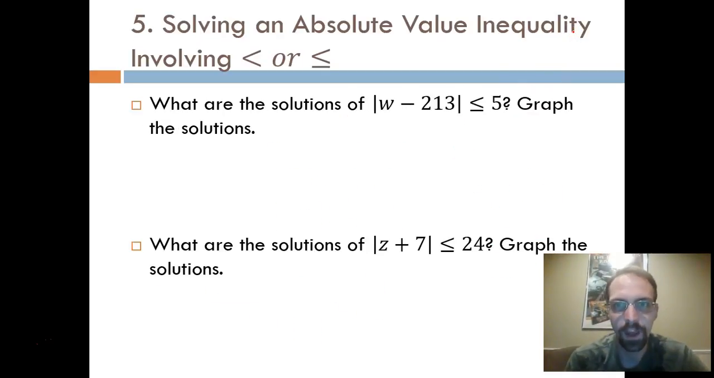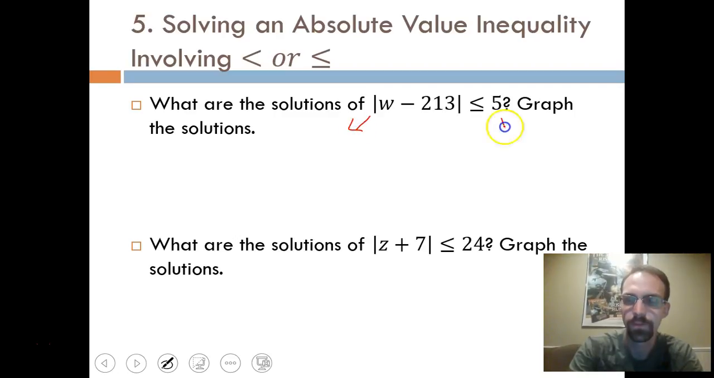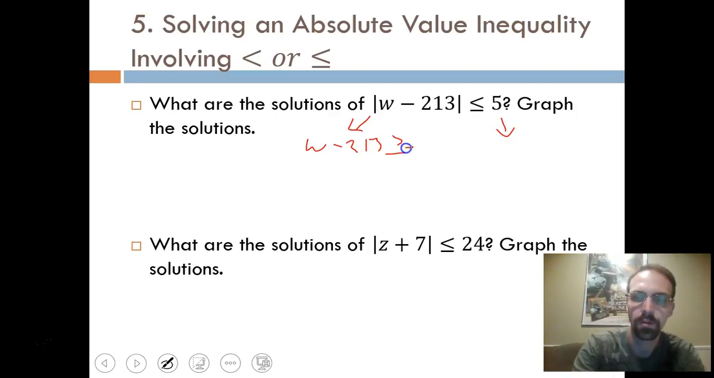Next we have solving absolute value inequalities with less than or less than or equal to. So it says, what are the solutions of the absolute value of w minus 213 is less than or equal to 5, and it says graph the solutions. So what we're going to do is split this up into its two parts. I have w minus 213 is greater than or equal to negative 5, and w minus 213 is less than or equal to 5.